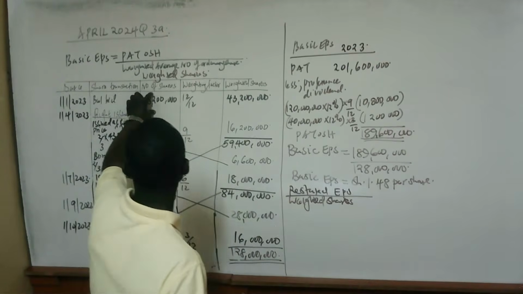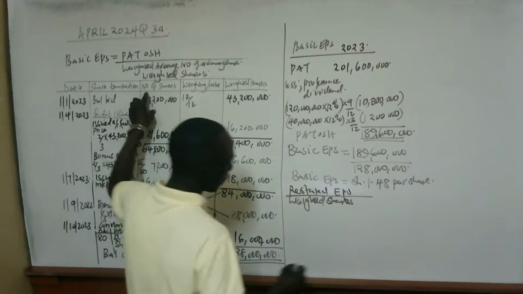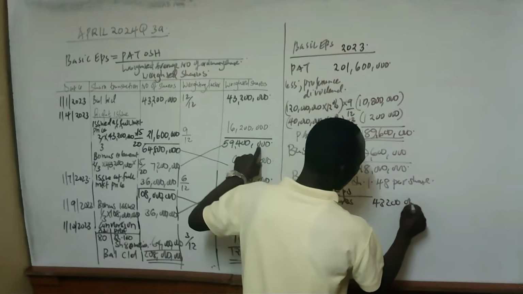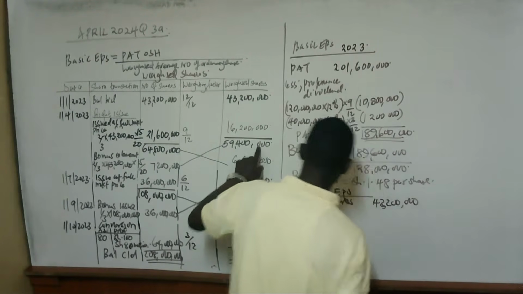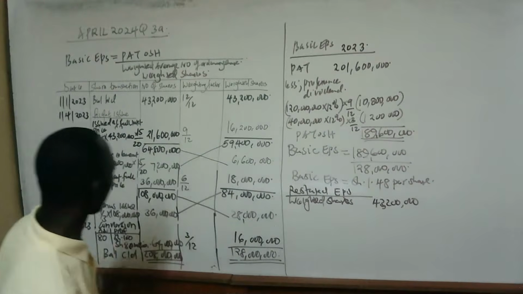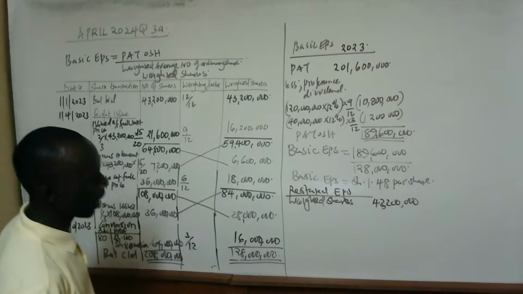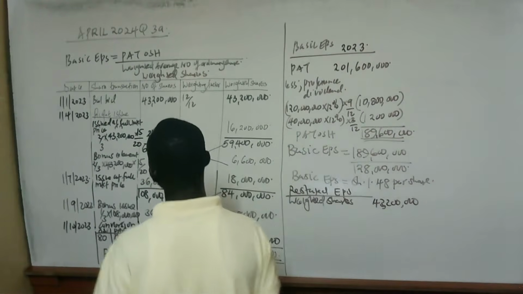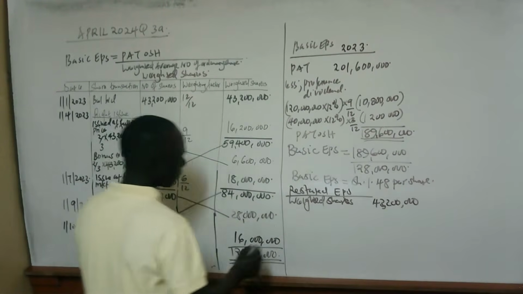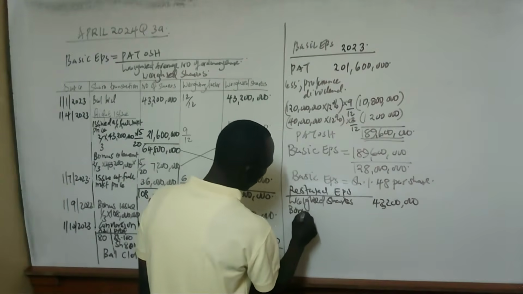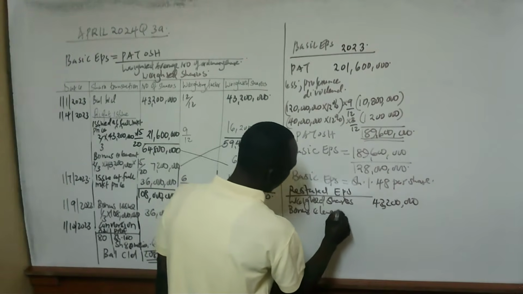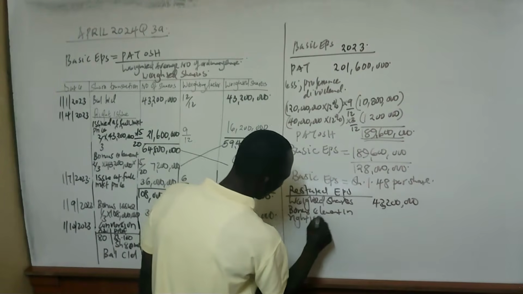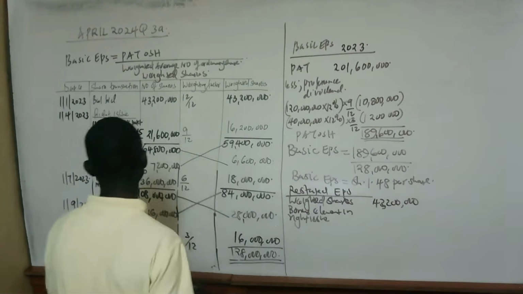It will be the same as the balance brought down, which will be 43,200 thousand. And therefore, you effect whatever that happened in the current year that never happened in the previous year. Like for example, we have the bonus element in the right issue. So how was the bonus issued?